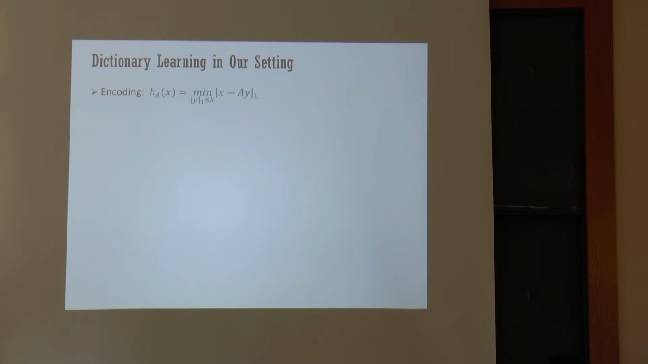So what is the encoding? The encoding is that we want to find the best representation Y. Given X and given A, we try to find the best representation Y. We replace the L0 sparsity by L1 sparsity.